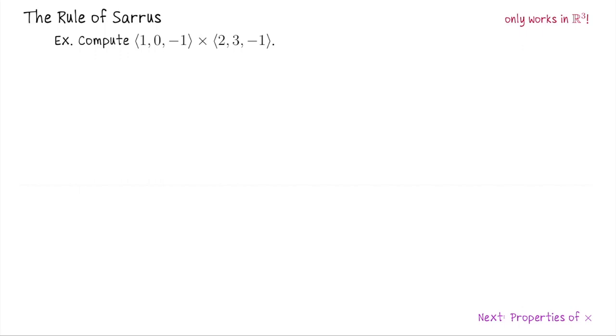I don't think that the rule of Sarrus is faster or a shortcut or anything like that. There is no real quick way to do a cross product. This is just another way to organize the calculation, which I think helps some people who might have a tendency to mess up because of a negative sign.